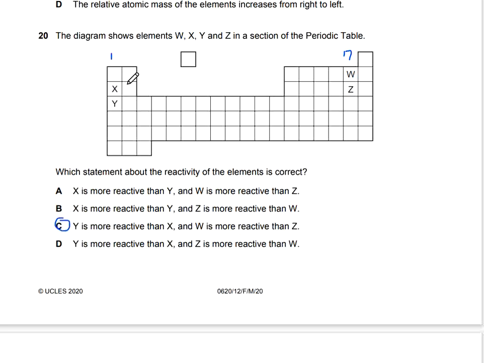Why? Because as you go down group 1, the atoms become bigger and therefore more reactive. So Y is more reactive than X. However, for group 17, the reactivity lessens going down, and therefore W is more reactive than Z. So the correct answer for this is not letter C.